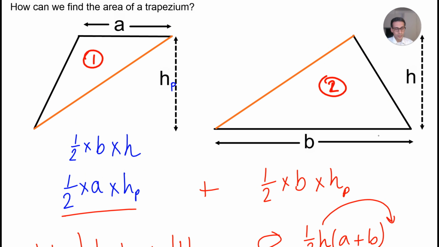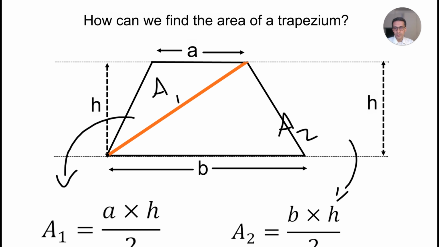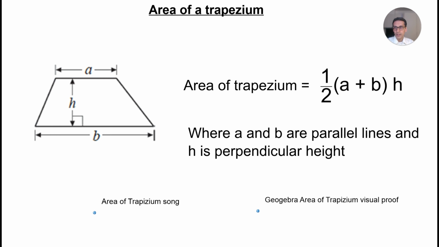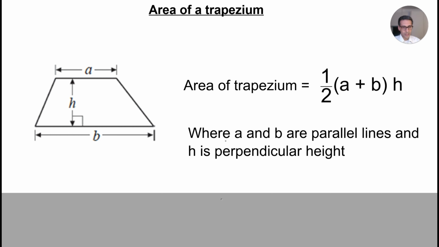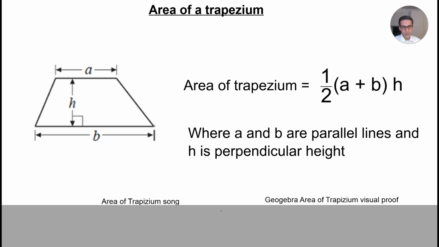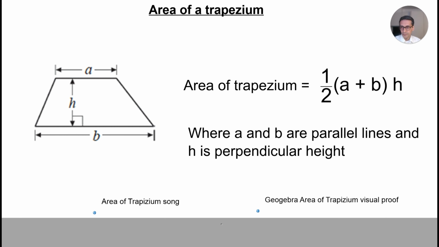So I just showed you where the formula came from. There are other ways to do this, but we're going to just look at this particular method here. And this is what you need to copy down if you don't already have it. So the area of a trapezium is half a plus b times height, where a and b are the parallel lines and h is the perpendicular height. So pause the video and copy that down. Now I'm going to show you some animations here.